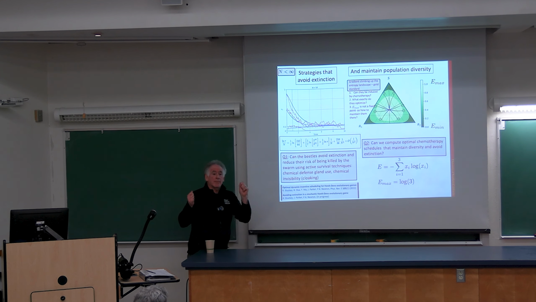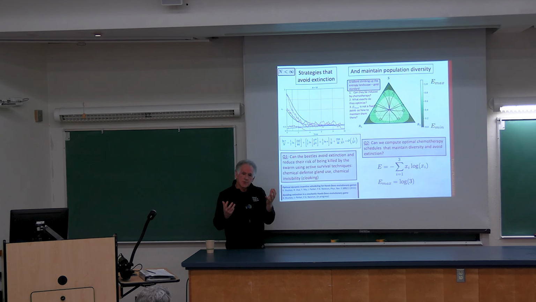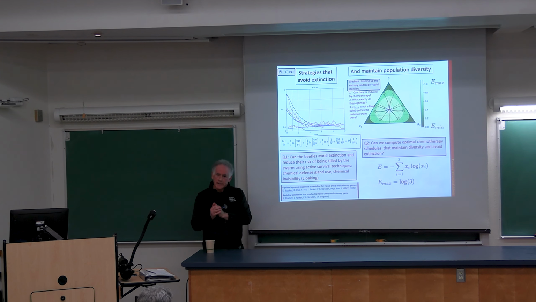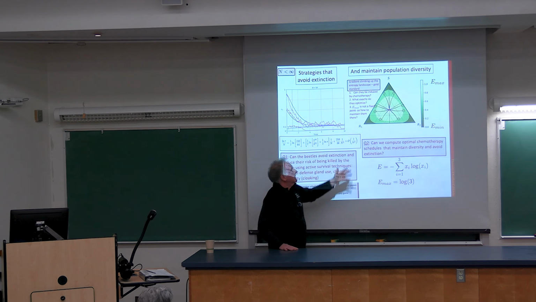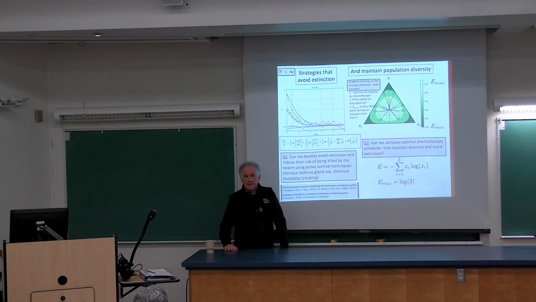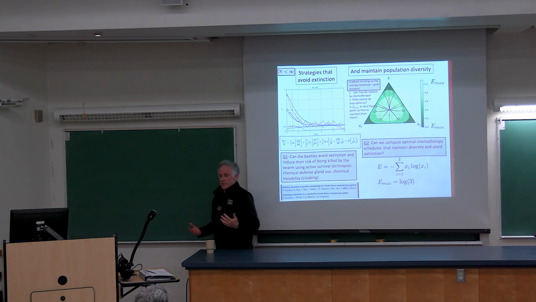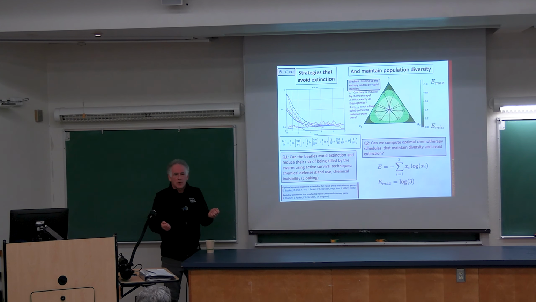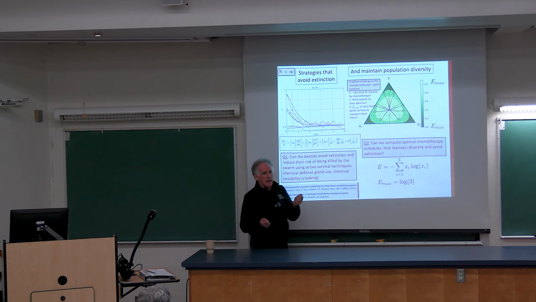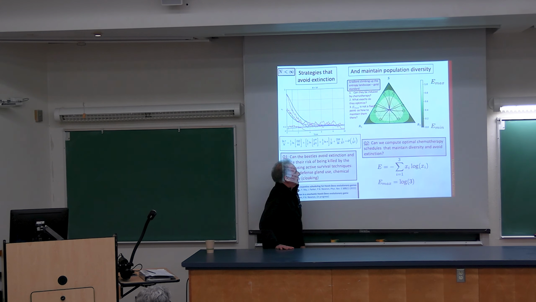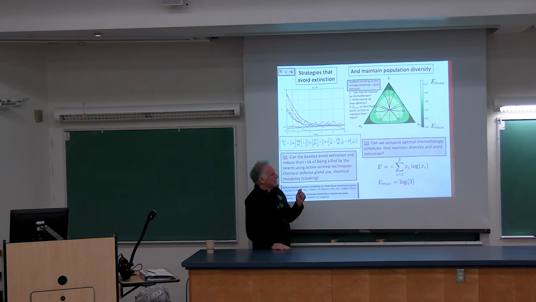So you can ask yourself, if you have a tumor that has a general makeup of these 3 populations, what kind of chemotherapy schedule would you use in order to get you to that point? Well, the gold standard would be, why don't I just do gradient climbing up that entropy landscape? Sure, absolutely. Go to that red point. The question is, how are you going to do that? What is your control chemotherapy schedule that mimics climbing up an entropy landscape? Complicated question. So, question 2: can we compute optimal chemotherapy schedules that maintain diversity and avoid extinction?